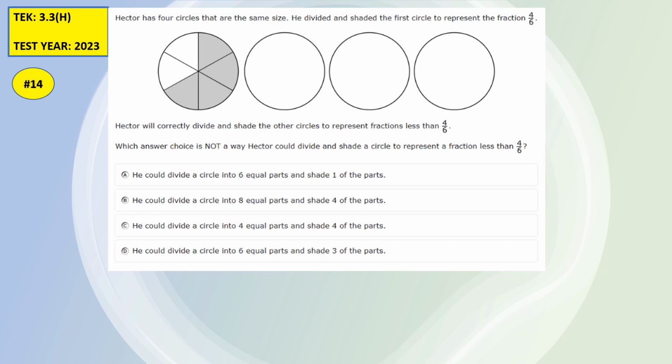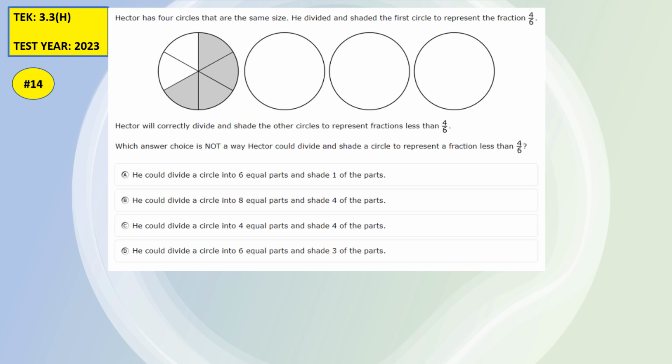Number 14 says, Hector has 4 circles that are the same size. He divided and shaded the first circle to represent the fraction 4/6. Hector will correctly divide and shade the other circles to represent fractions less than 4/6. So that means he wants the rest of those circles to represent fractions that are smaller or less than 4/6. Which answer choice is not a way?